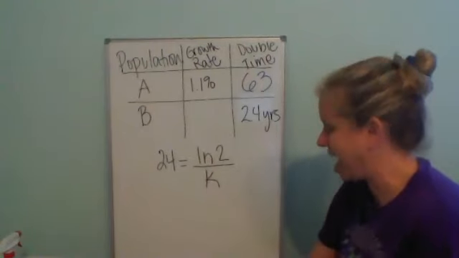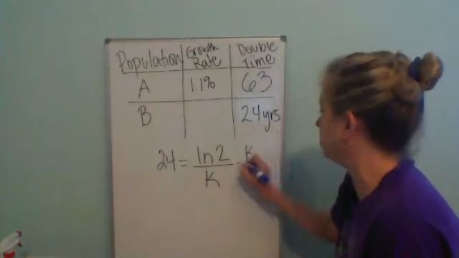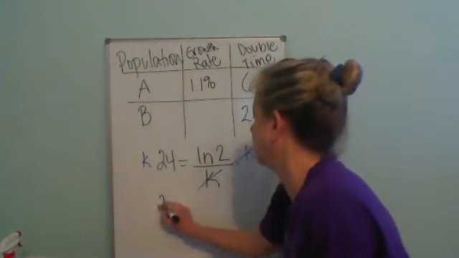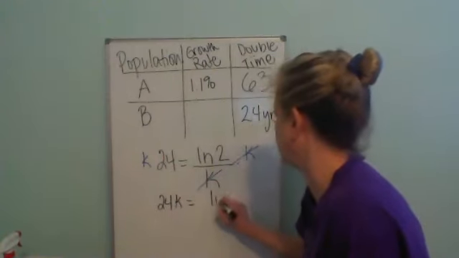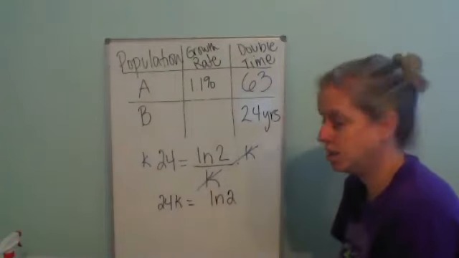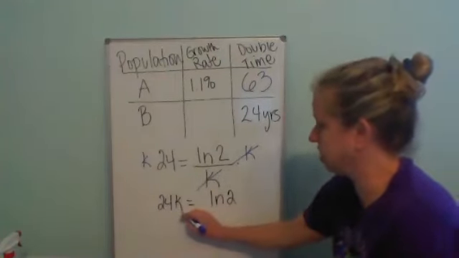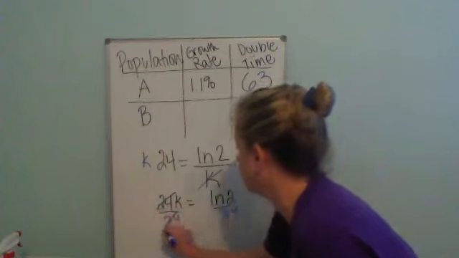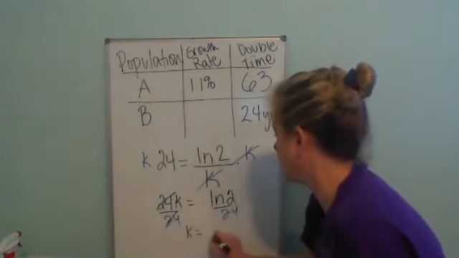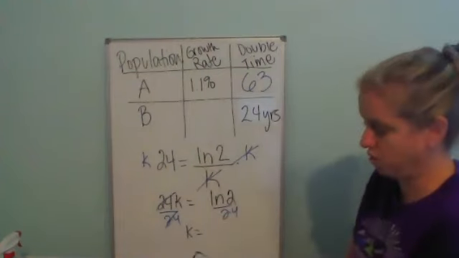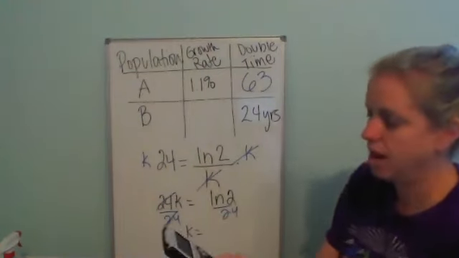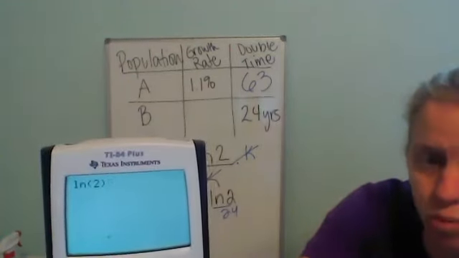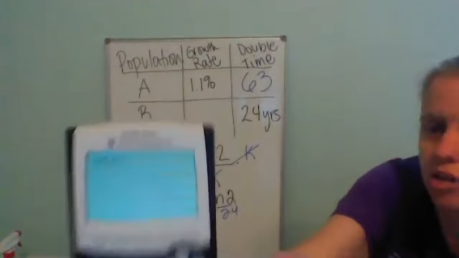So let's see, I need to get it out of the denominator. So let's multiply both sides by K to cancel that. So K times 24 gives me 24K equals ln2. What am I solving for? I'm trying to find the rate, which is the K, which means now I just need to get rid of that 24. So I'll divide both sides by 24. So my K is going to equal whatever that ln2 over 24 is. So ln2, and remember, it likes for you to close the parentheses after the 2 before you put the division in. So divide by 24.